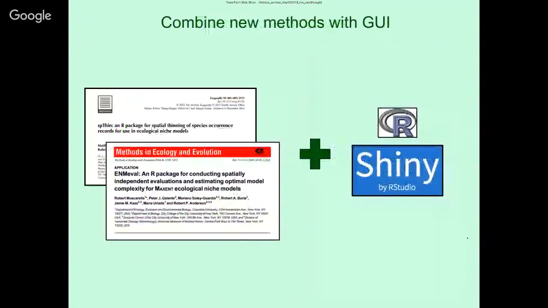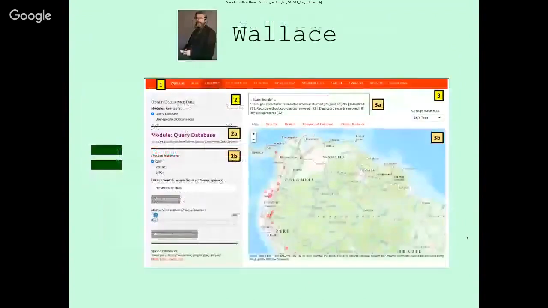What we did was combine these methods with an R package called Shiny, which allows you to make a web app style GUI that has R running in the background, which is exactly what we wanted to do. We're thankful that Shiny existed when we were thinking about this. And what we came up with was Wallace, the software I'm talking about today. I should mention that it is named after Alfred Russel Wallace, the founder of biogeography and co-discoverer of evolution, who is often overlooked, but not anymore.